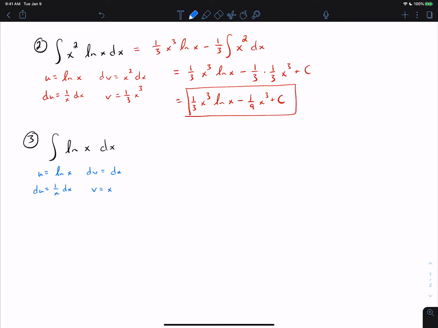When we work it out, we get uv. So uv is x natural log x minus the integral of v times du. Well, v times du is x times 1 over x. That's 1 dx. The antiderivative of 1 with respect to x is x. So we get x natural log x minus x plus c, and that's the answer on this problem.